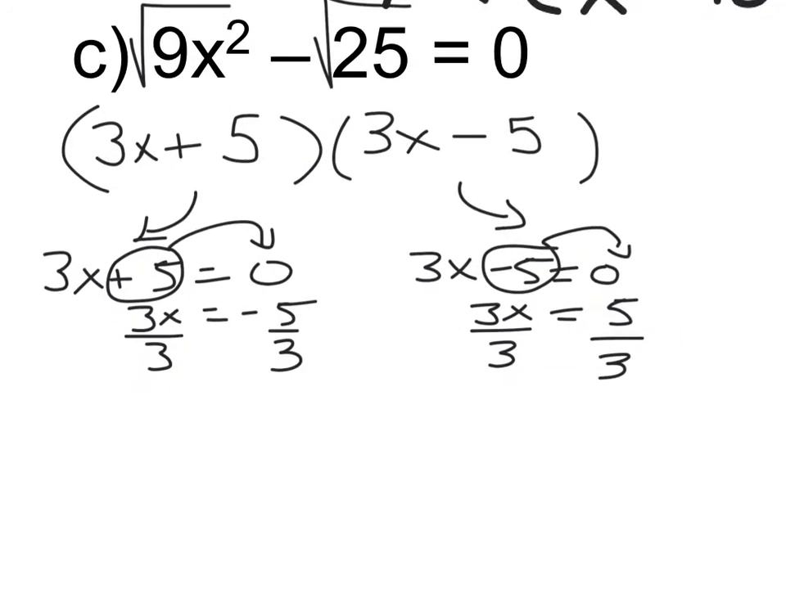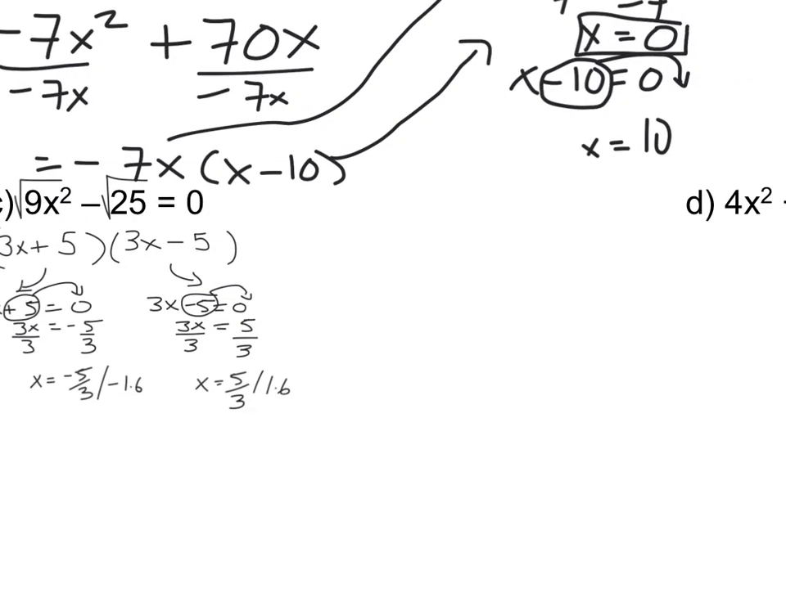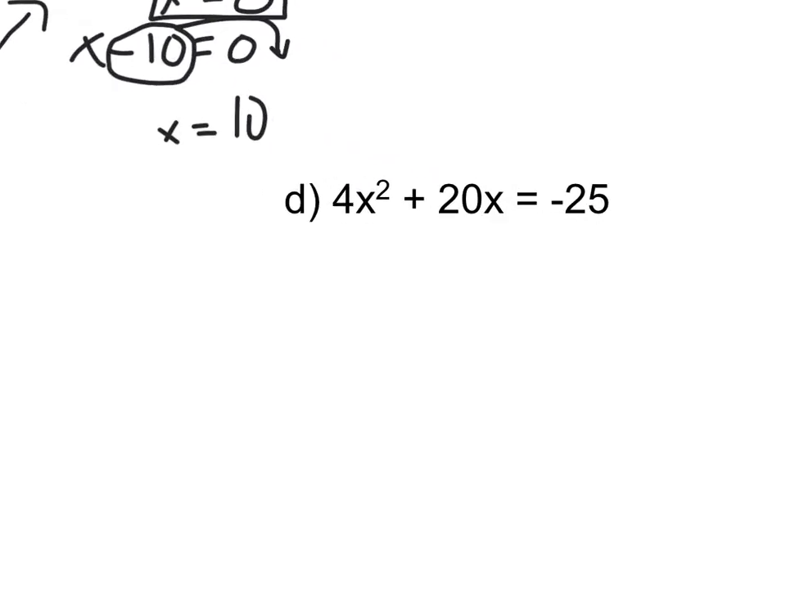And then I'll be left with x is equal to negative 5 over 3, which of course you can express as a decimal. You can write negative 1.6 if you want. And x is equal to positive 5 over 3, which again you can express as positive 1.6. Now for D, 4x squared plus 20x minus 25.